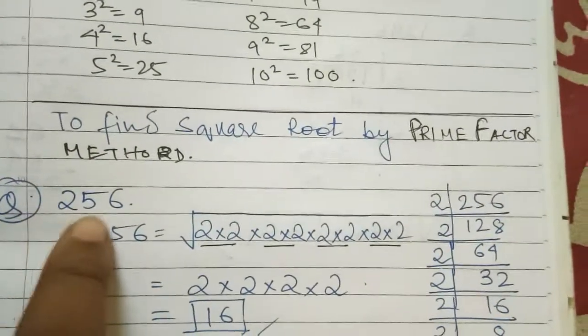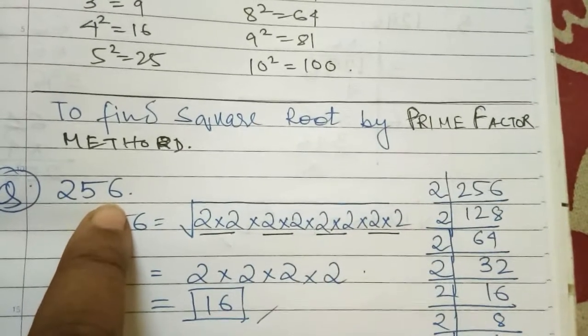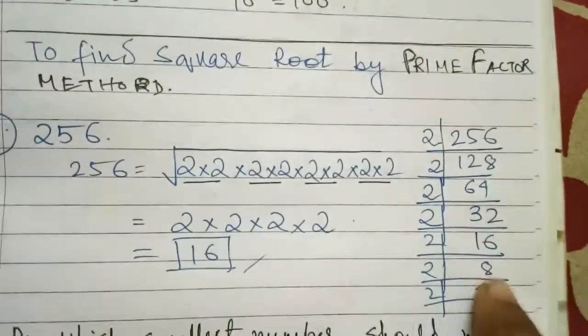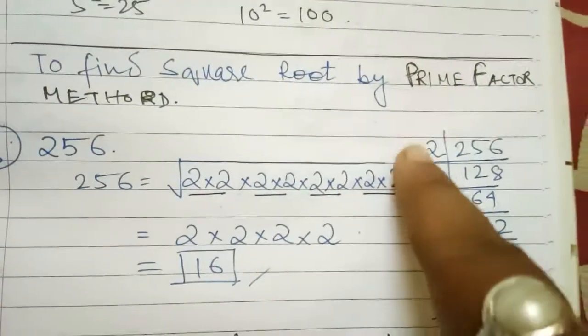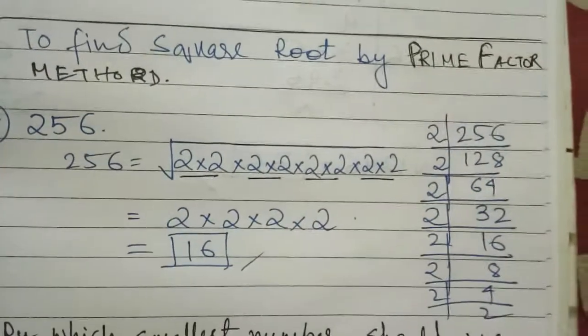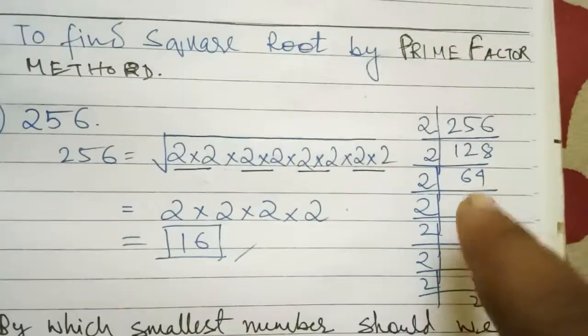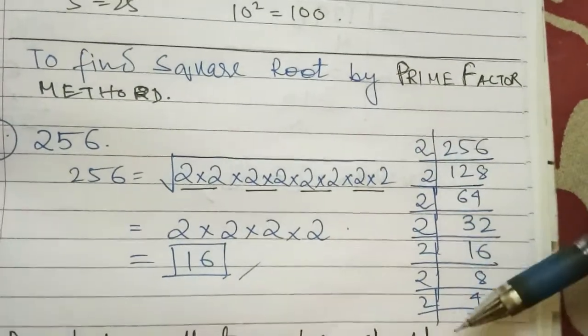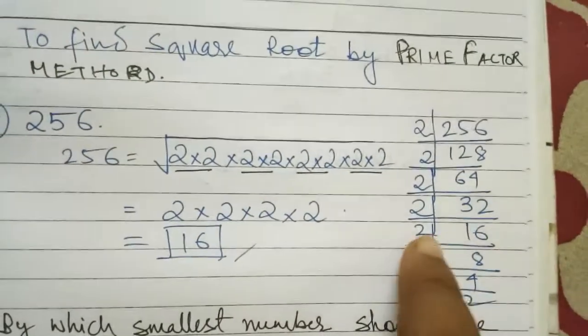See, if a number 256 is given, how do we find its square root with the help of the prime factor method? Normally you do the prime factorization. Commonly you might be calling this part the LCM. Actually, this is not the LCM, but the prime factorization. Prime means what? These are all prime numbers. This is called the prime factor method.